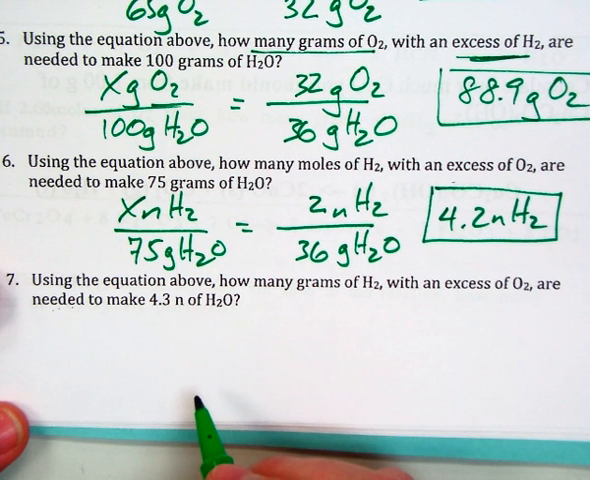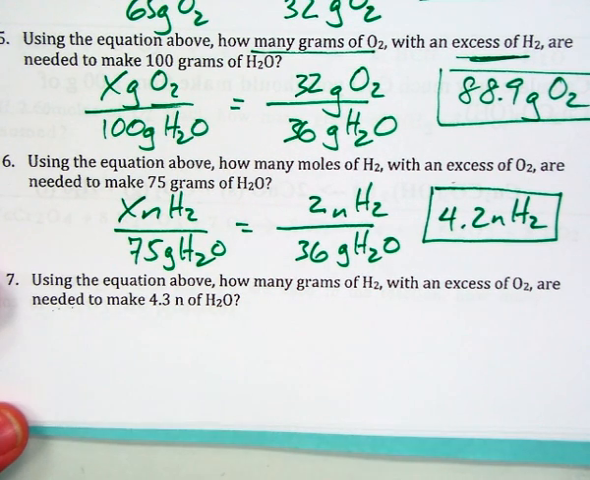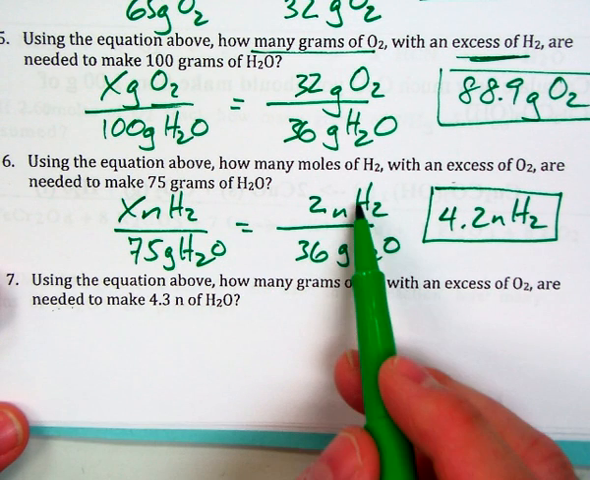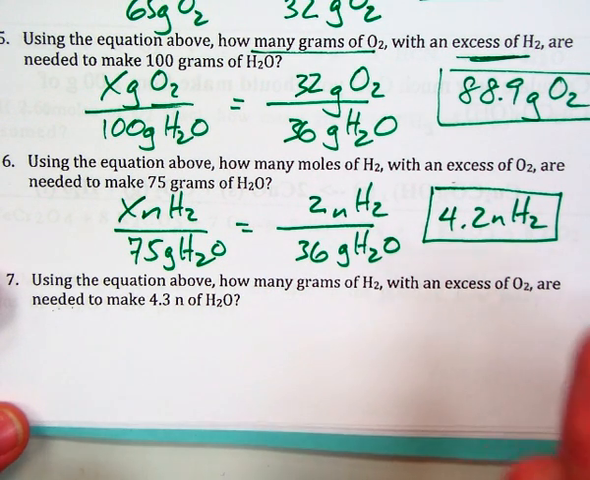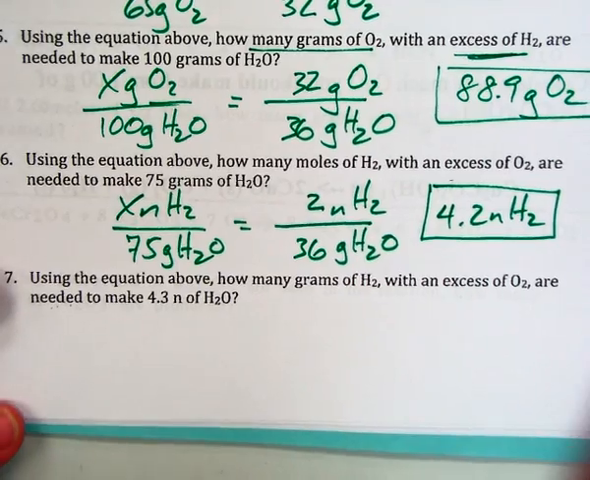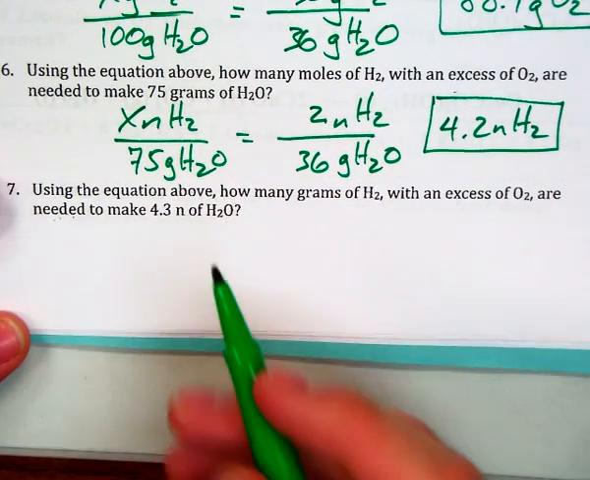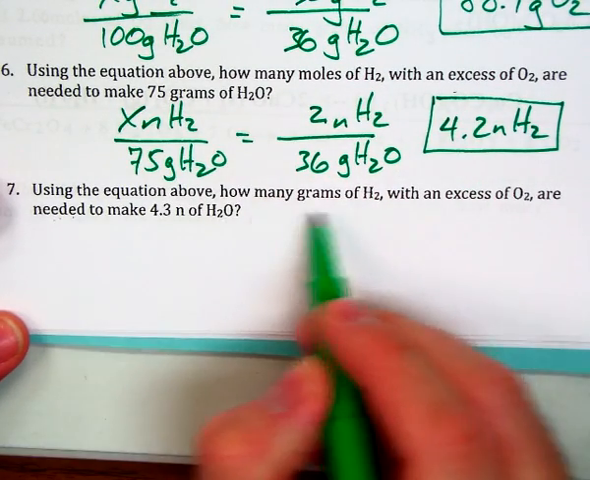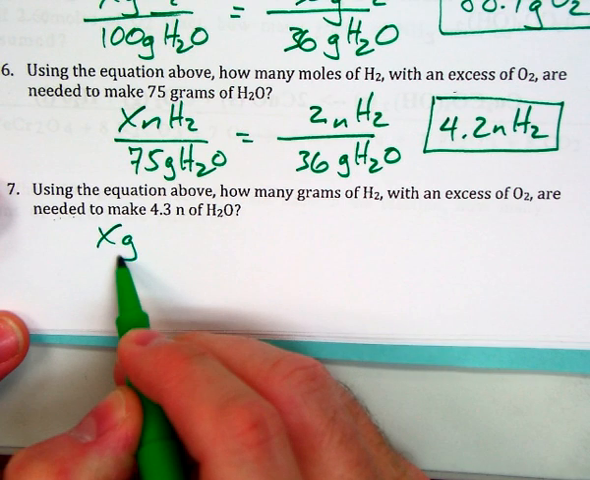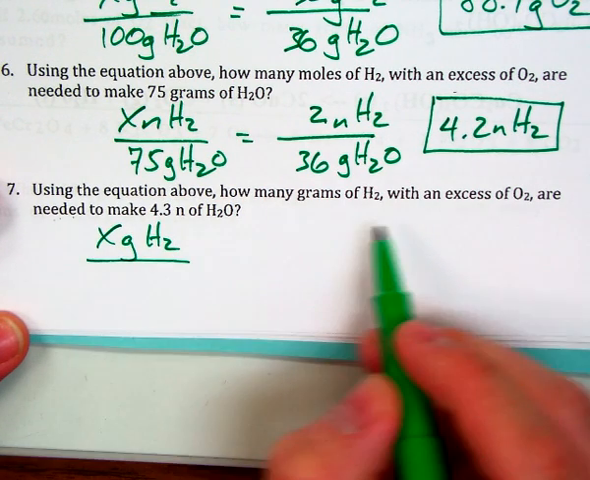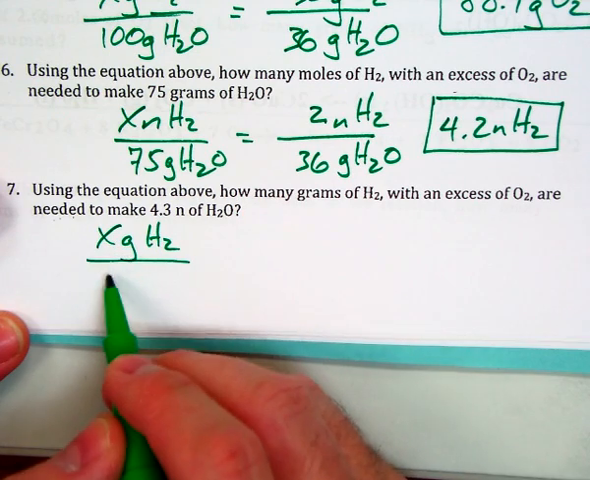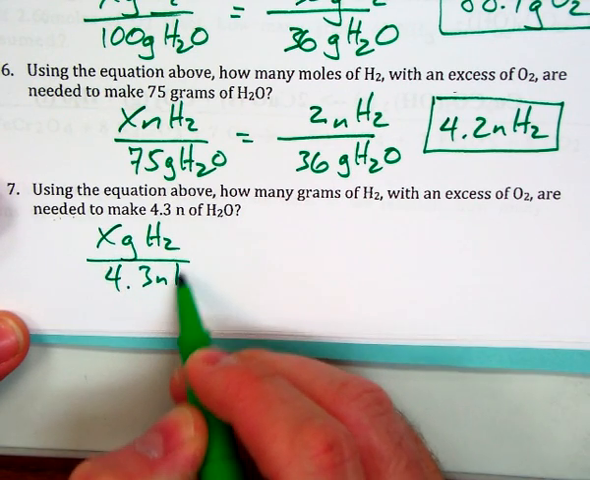Okay, so we're always using information from the equation. That information could be moles, could be grams. It's generally not going to be atoms, so we're going to be sticking to moles and grams just like that. Okay. One more problem to take a look at. So it says how many grams, so X grams of H2, all right, with an excess of O2 are needed to make 4.3 moles H2O.